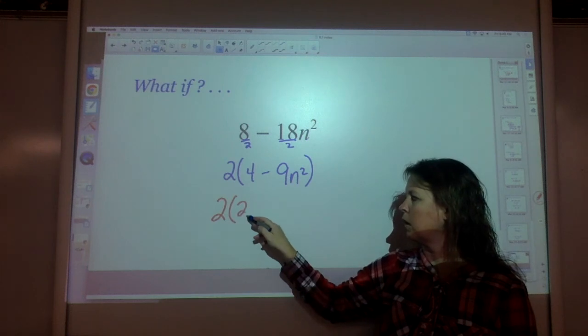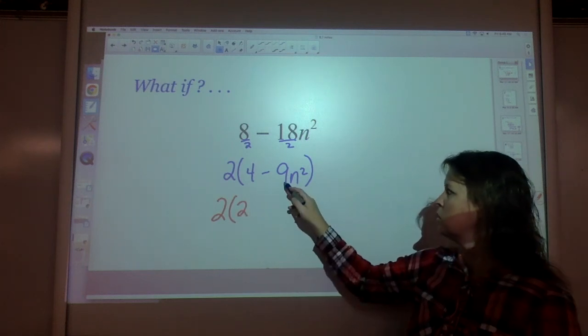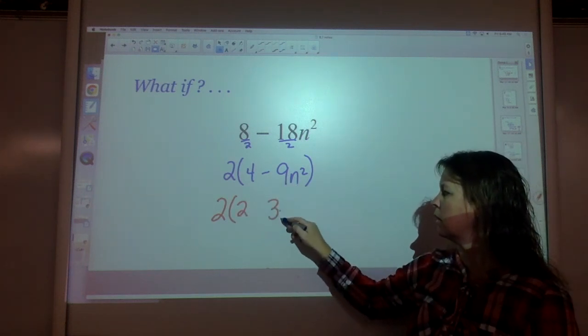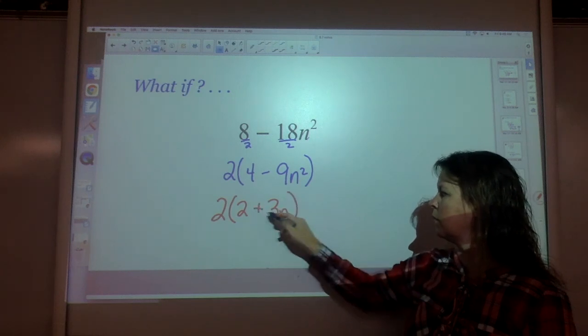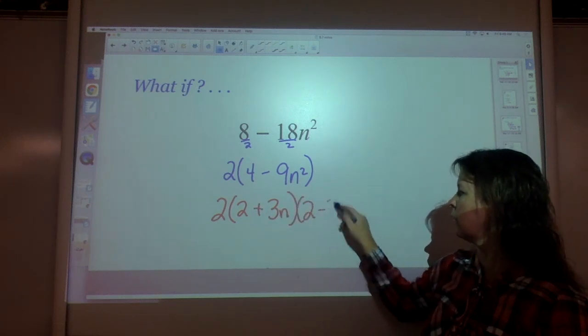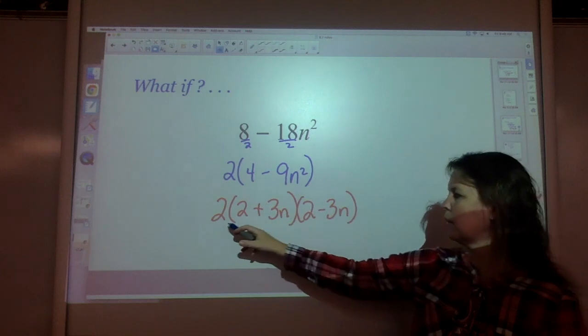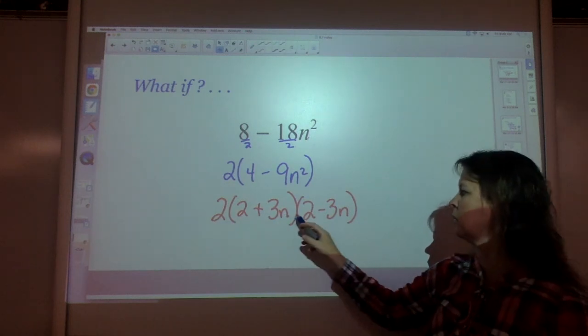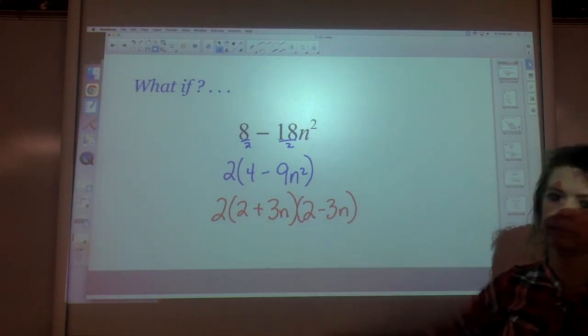You do that. Leave the 2 out in front. Square root the 4, you get a 2. Square root the 9n squared, you get a 3n. One of them's plus, and one of them's minus. Do not rewrite the greatest common factor. You just rewrite the factors. All right, I'm done.